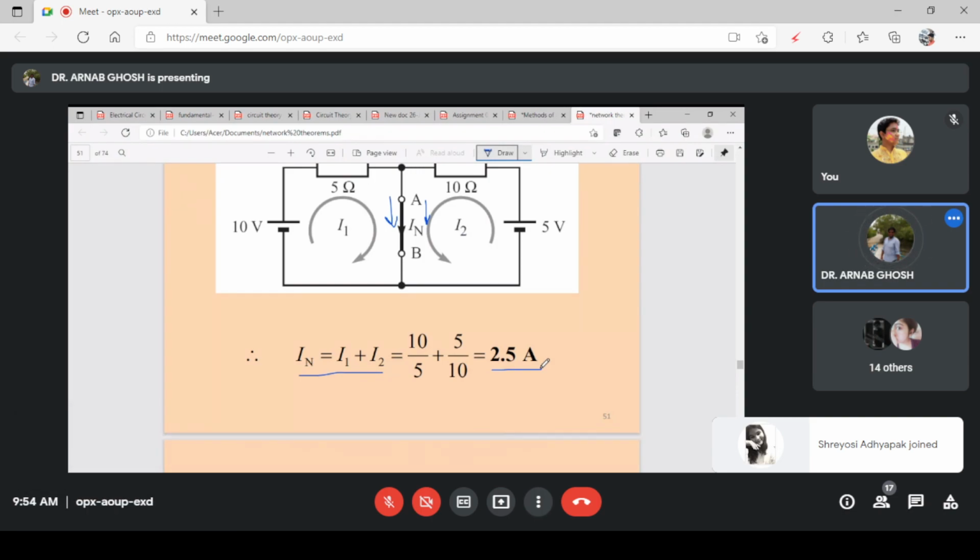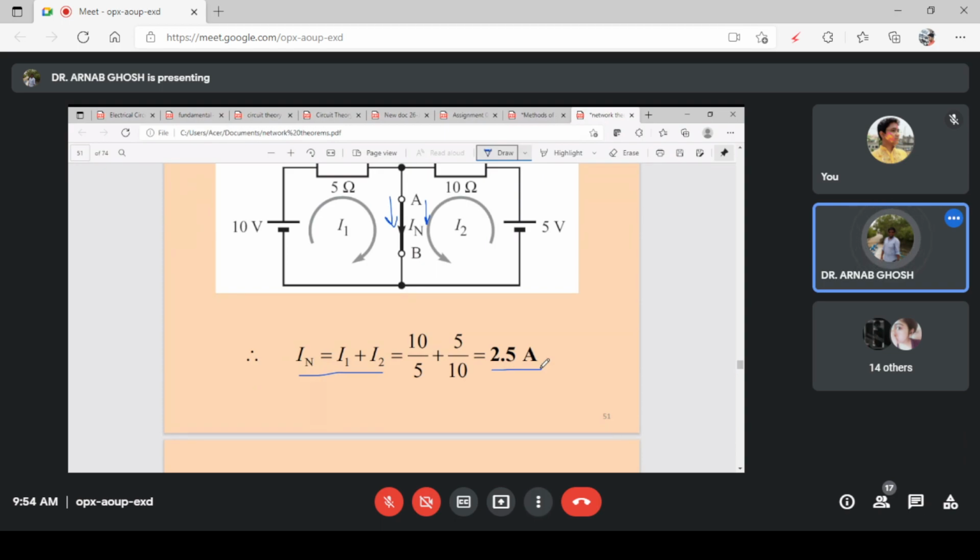Does anybody have any questions? So we have short circuited and we have calculated the current across the terminals of the load resistance.